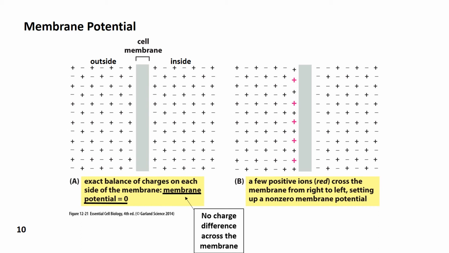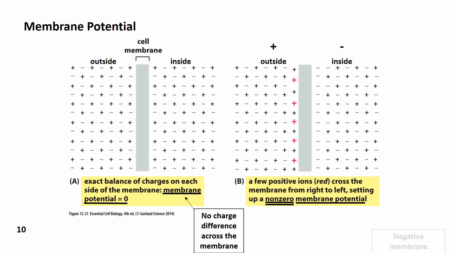Considering panel B on the right side of the slide, again with the outside of the cell to the left of the membrane and the inside of the cell to the right side of the membrane, if we move a few positively charged ions from inside of the cell to outside, now all of a sudden the outside of the cell is more positively charged than the inside of the cell, which is more negatively charged than the outside of the cell. This sets up a charge difference across the membrane, or a membrane potential, that is not 0.